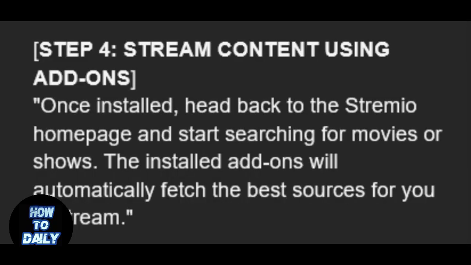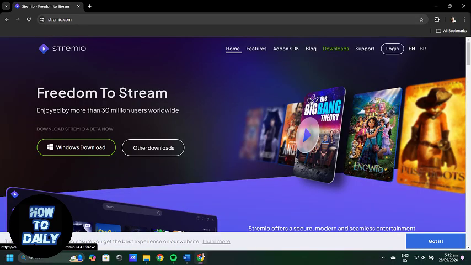Once installed, head back to the Stremio homepage and start searching for movies or shows. The installed add-ons will automatically fetch the best sources for you to stream. And there you have it. That is how to use add-ons on Stremio and some of the best ones to get started.